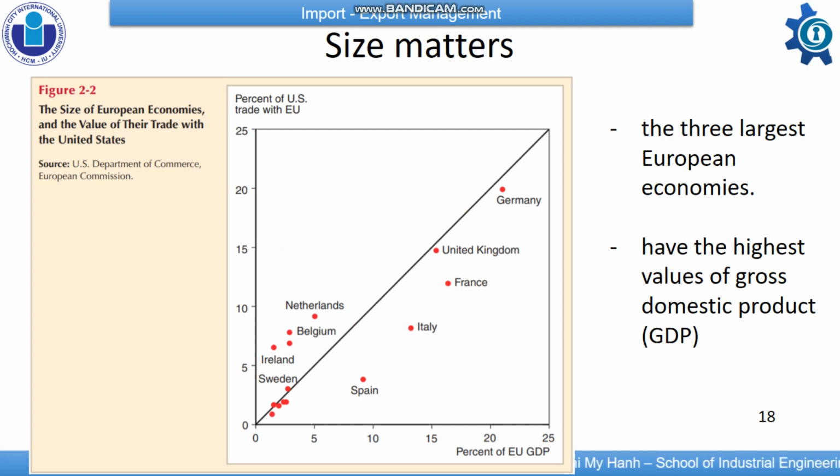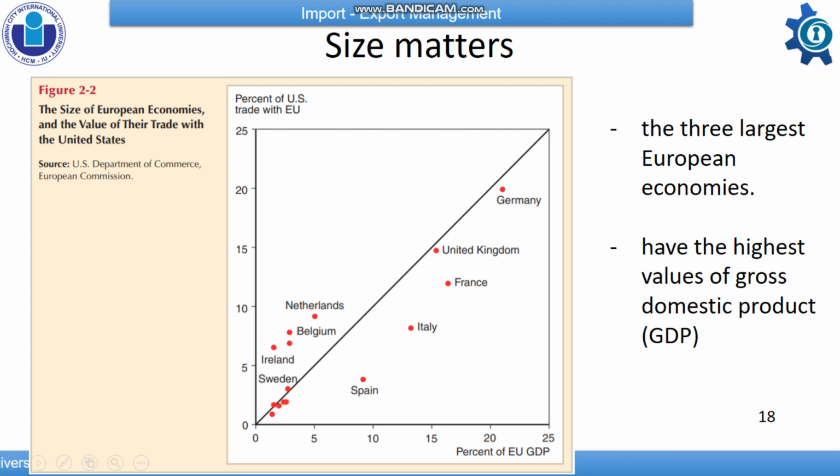Okay, look at Figure 2, set 2. We can see this one is the trade between the US and other European countries. The three countries that the US trades with the most are Germany, the UK, and France. And we can see that Germany, the UK, and France are the three largest European economies, right?